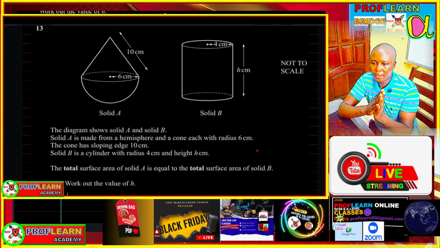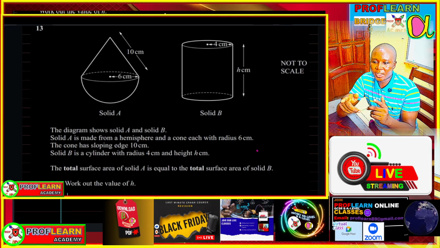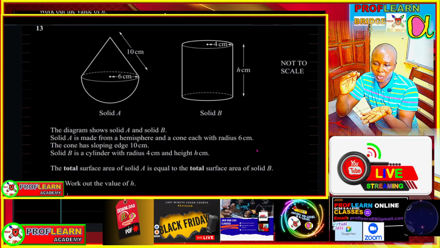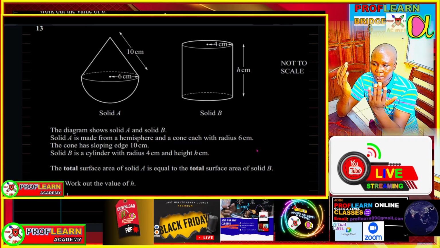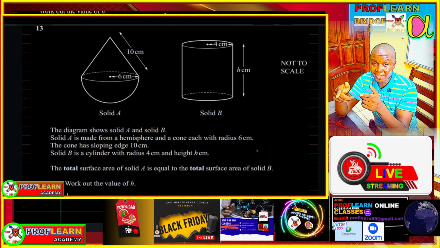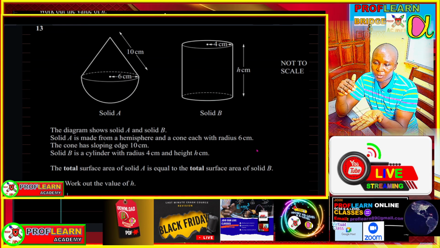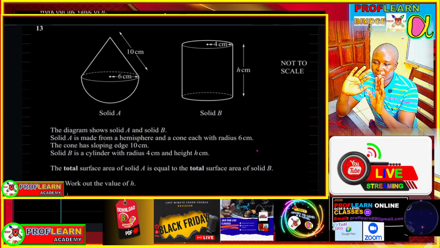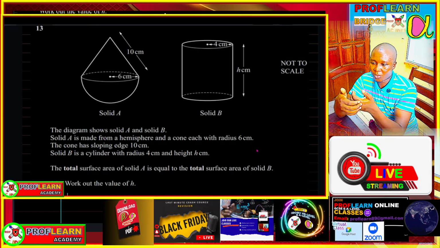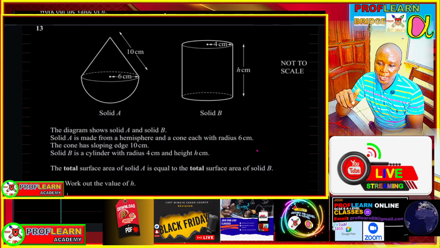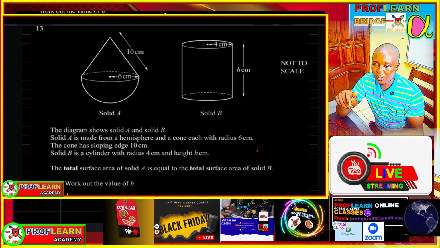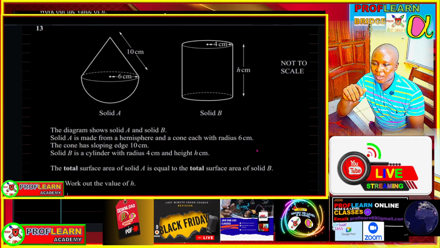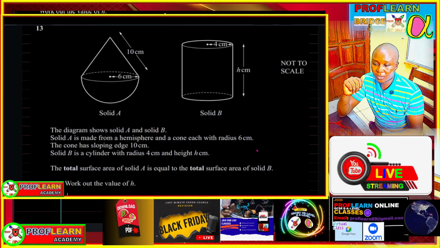We add them together, and then also we find the surface area of the cylinder, which is usually the bottom and the top plus the curved part that runs round. Okay, then now we say the two are equal, because surface area of cone plus surface area of the hemisphere should be equal to the surface area of the cylinder.